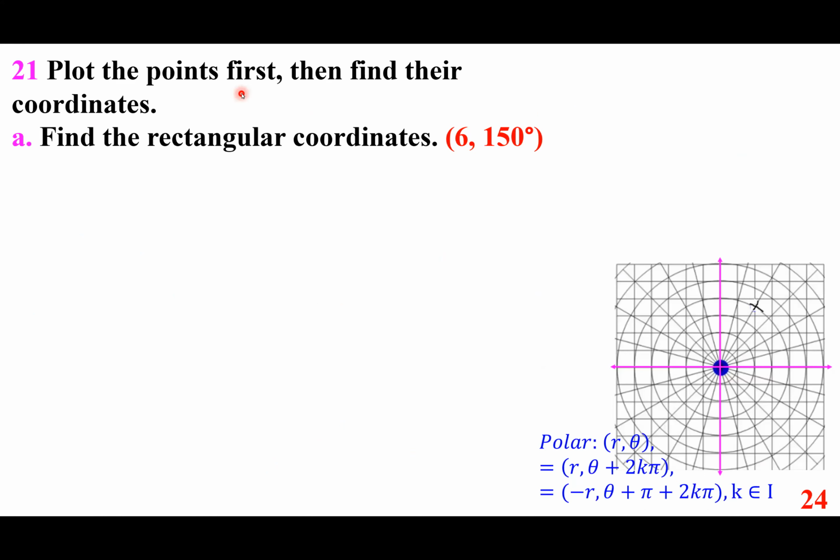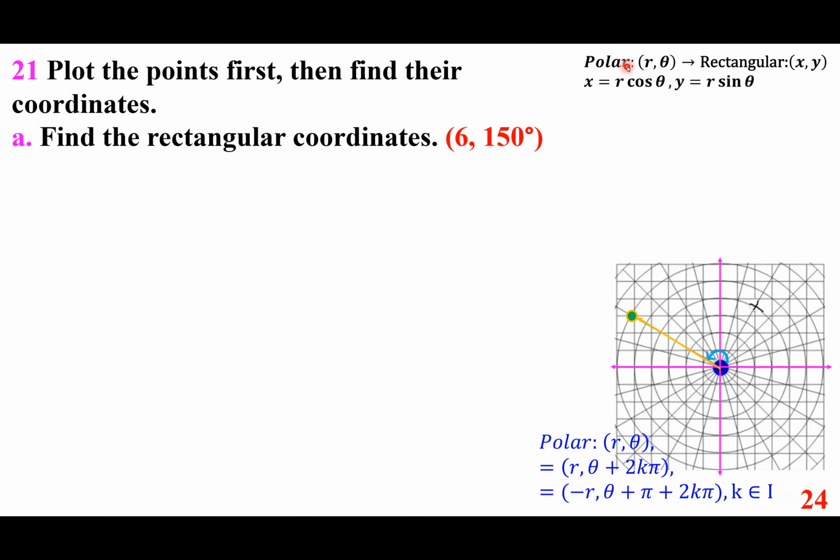Plot the points first, then find their coordinates. Find the rectangular coordinates for 6, 150. Well, first we go 150 degrees, and then 6 tick marks. That is how we locate that.